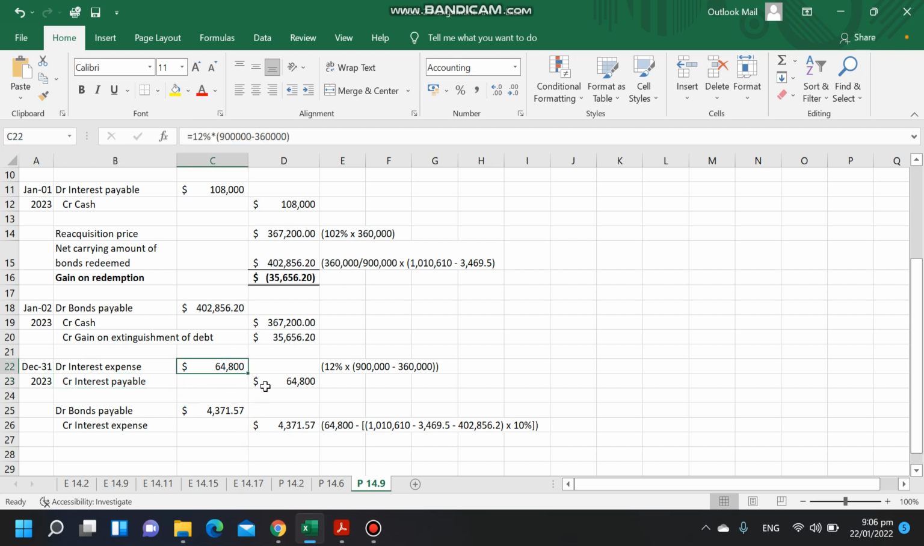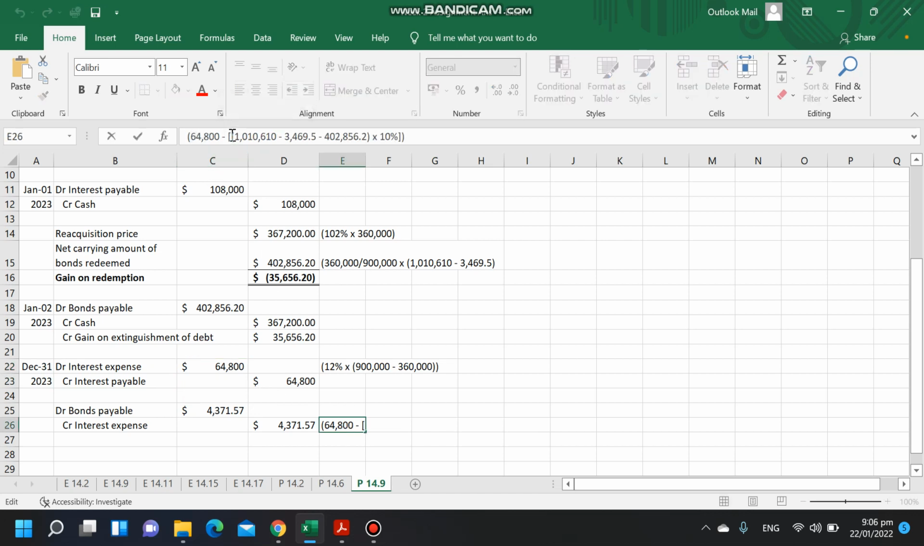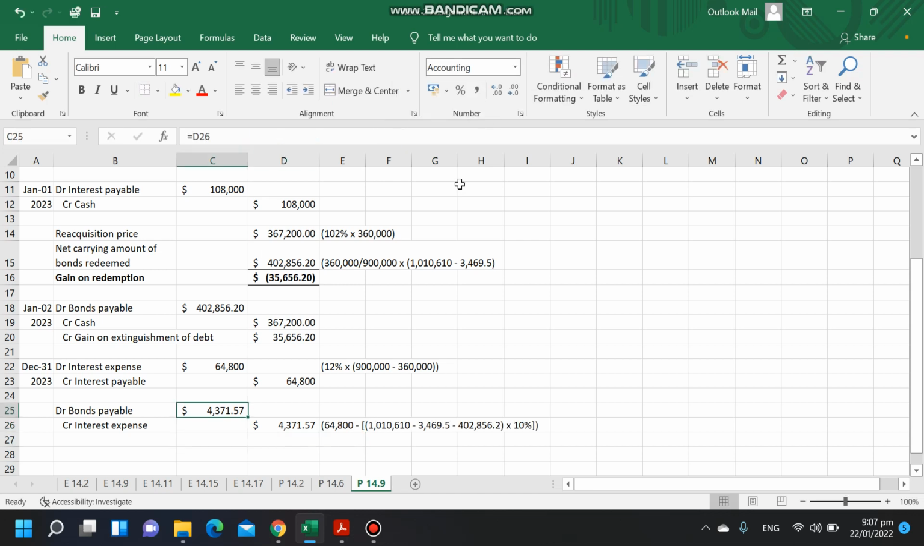And then for the amortization, it is again the cash paid minus the interest expense. The interest expense you can calculate by using the very beginning carrying amount minus the previous year amortization, and then minus the carrying amount that has been redeemed for this year, and then times 10%. So you will get the amortization: debit bonds payable, credit interest expense 4,371.57.